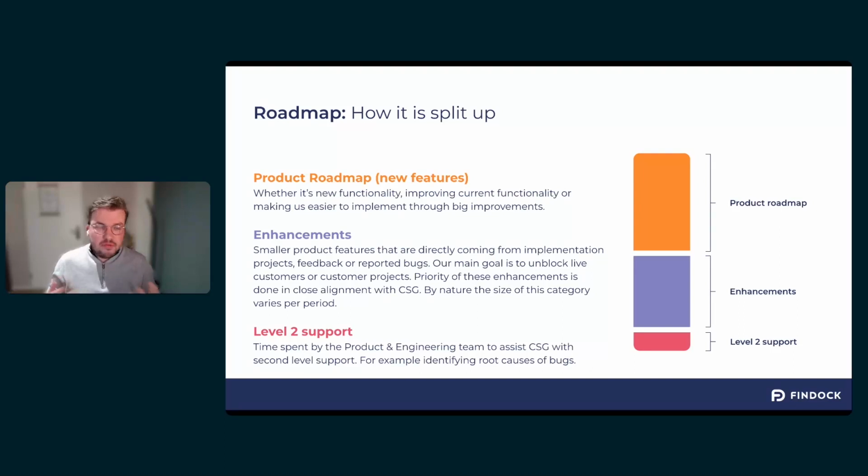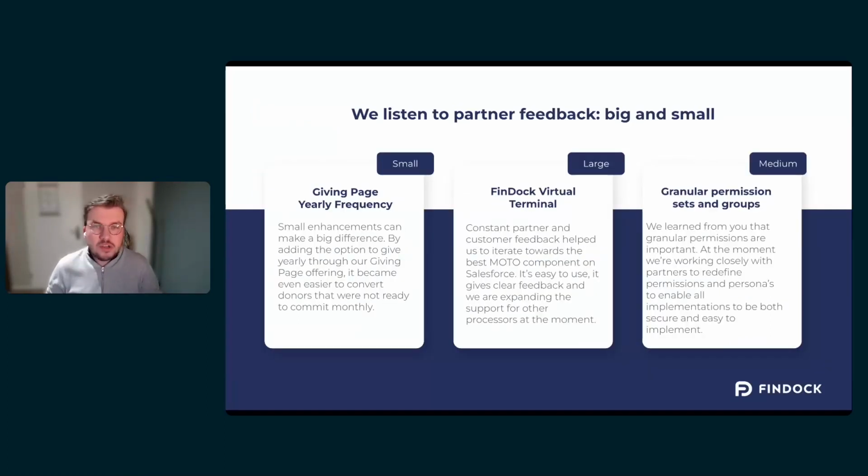Now, 50% or more of our time is spent on large new initiatives and features by either adding new functionality, making us easier to implement, or other big improvements. And I can go on and on about how that's split, but I wanted to take the time to highlight 3 examples of the last few years where we've worked closely with partners or customers or both, in all kinds of ranges of feedback. So we don't only look for big feedback items, but also the small enhancements can make a massive difference.